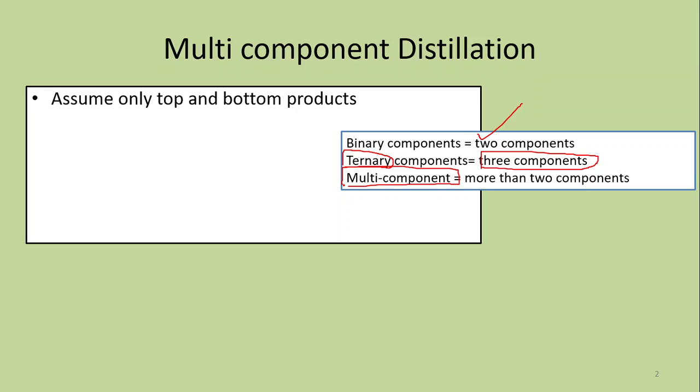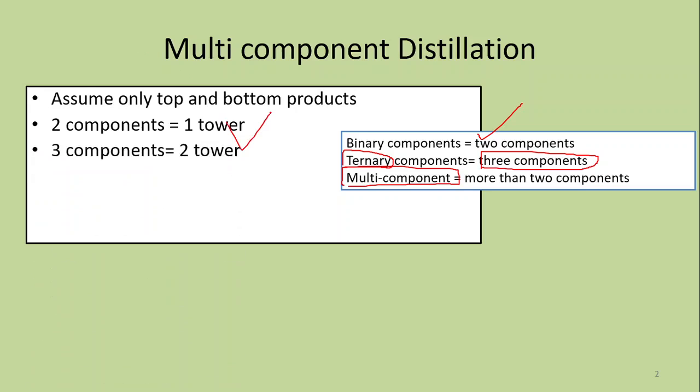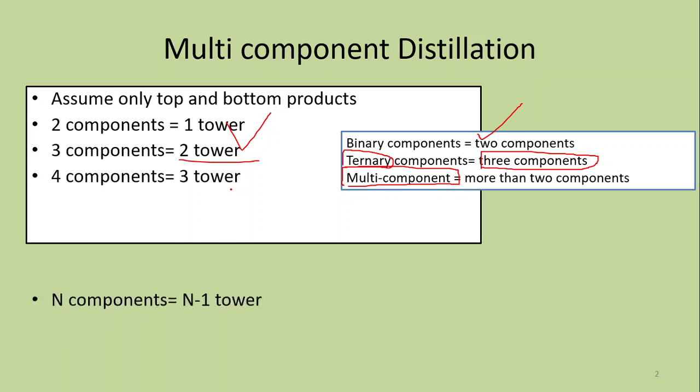Since we know that only top and bottom are the products from the distillation column, for two components we need one tower, one component from the top, one component from the bottom. That's a simple one. But for three components we need two towers. Means in one tower only one product will be recovered as a pure one, and the remaining two components can be recovered from the second tower. So two towers are required. Similarly, for four components, three towers, and so on.